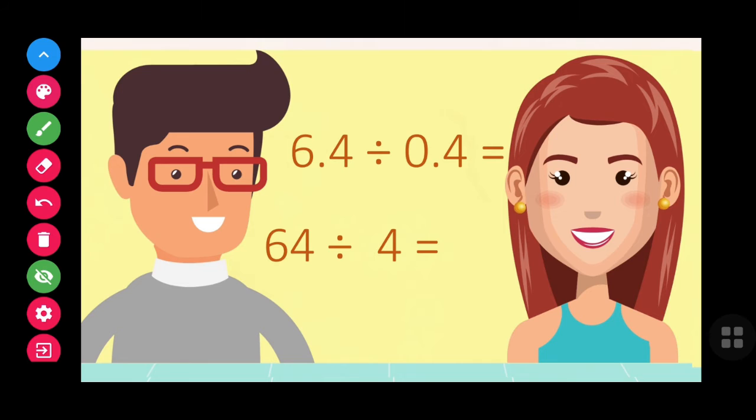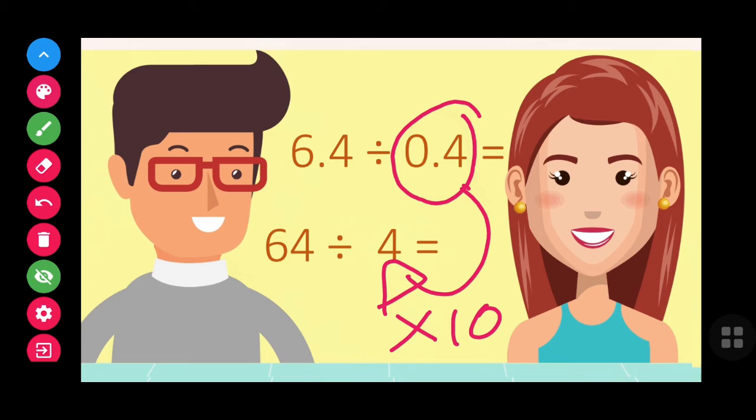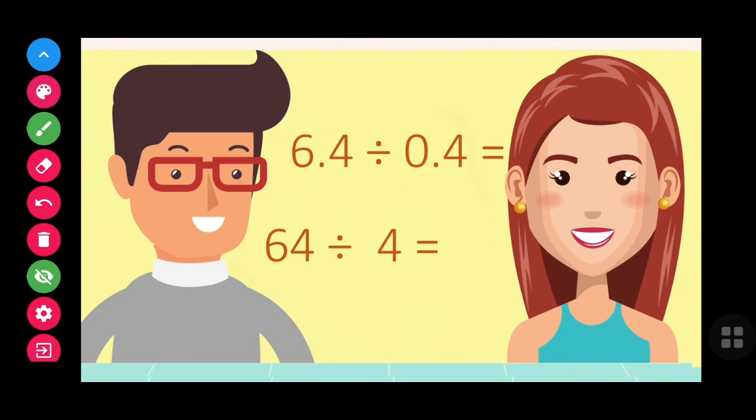How? We wanted to make this divisor a whole number. Okay. So in order to do that, we had to multiply it by 10, and the same thing had to happen to the dividend as well. So we multiplied it by 10 and we got 64. Now the new sum will be 64 divided by 4 and the answer will be 16. Okay. Oh, glad that we were able to help.